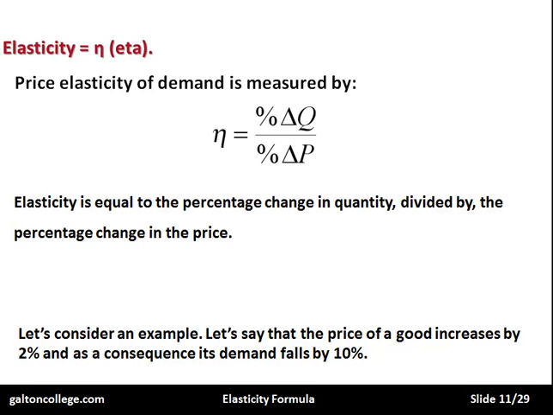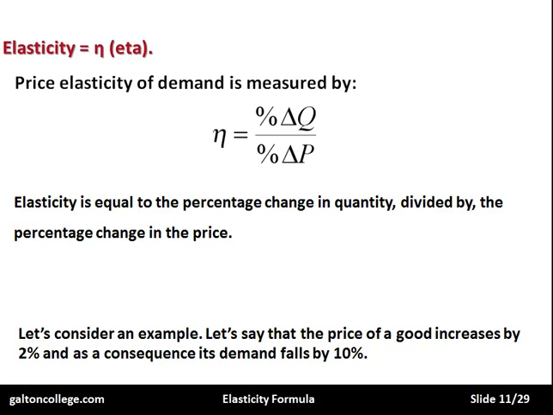Now, the price elasticity is measured by this, so we've already seen that. Elasticity is equal to the percentage change in quantity divided by the percentage change in price. Now let's consider an example. Let's say that the price of a good increases by 2%, and as a consequence its demand falls by 10%. Now we want to work out how elastic is that good. We need to be able to compare the elasticities of goods. We'll see why we need to do this as we work our way through economics and through these classes. So for the moment we just want to find out how elastic it is, or how inelastic it is.